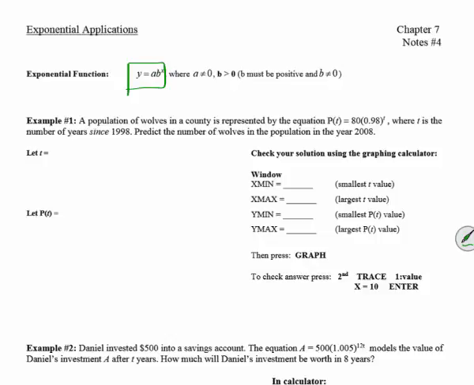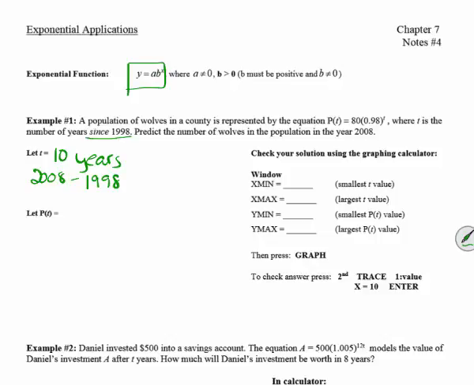All right, so a population of wolves in a country is represented by the equation, where t is the number of years since 1998. Predict the number of wolves in the population in the year 2008. So t is going to be 10 years because it's 2008 minus 1998. All right, so that's how we got the 10 years.